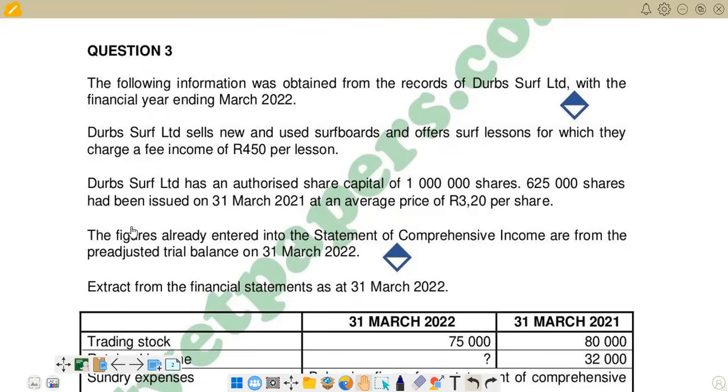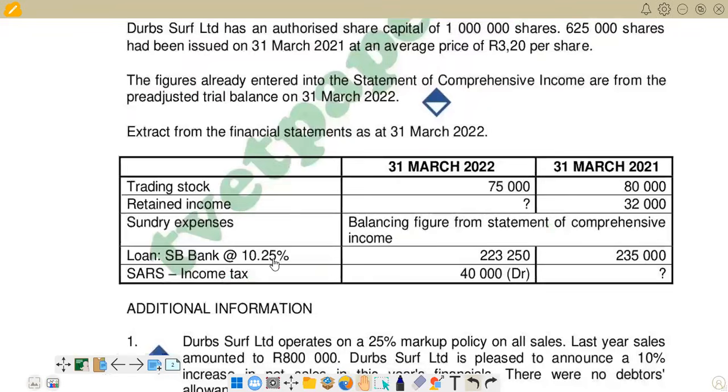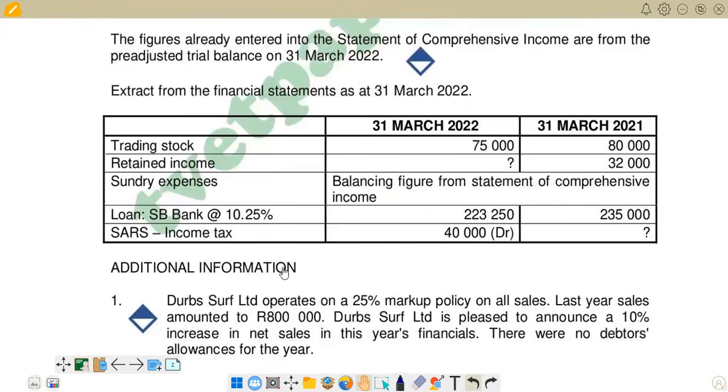Then next paragraph saying the figures already entered into the statement of comprehensive income are from the pre-adjusted trial balance on 31 March 2022. Then we've got an extract from the financial statement as at 31 March 2022. We are given that extract whereby we have got balances on 31 March 2022, that is the end of the year, and then we've got at the beginning of the year, this column, 31 March 2021, and then we've got additional information following that.